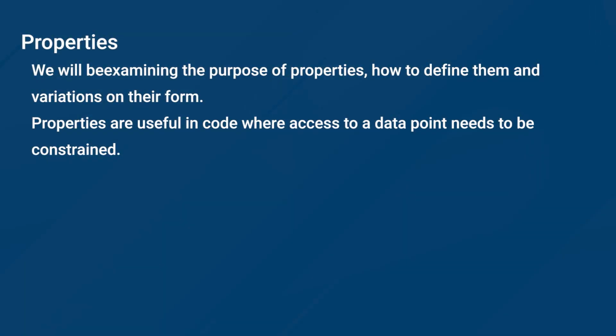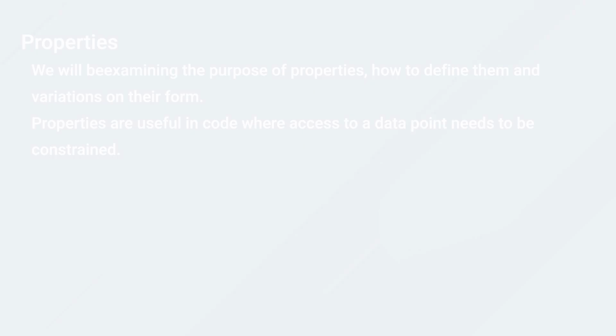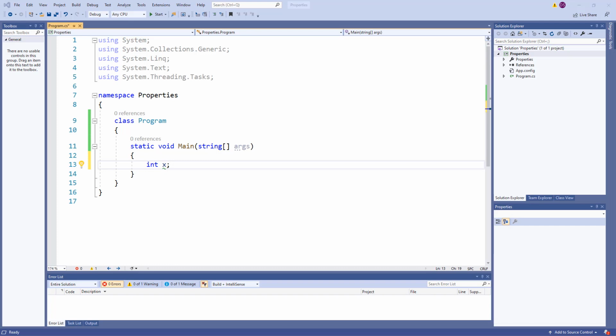In this video, we will be examining the purpose of properties, how to define them, and variations on their form. Properties are useful in code where access to a data point needs to be constrained. We will be starting with a C# console app .NET framework project called Properties.